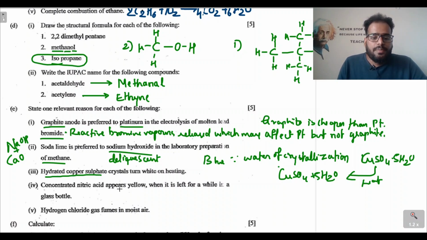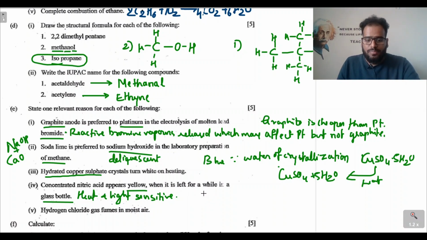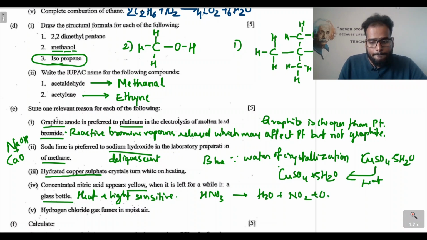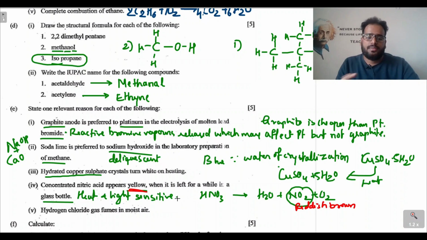Okay. Concentrated nitric acid appears yellow when it is left for a while in a glass bottle. So nitric acid in pure form is colorless. But why is it appearing yellow? Because it is heat and light sensitive. First point you have to write, heat and light sensitive. Which one? Nitric acid. So it undergoes decomposition in presence of heat or light. If you keep it in a glass bottle, it will be light sensitive. Okay. So what will it form? Nitric acid will decompose into water, NO2 and O2. Okay. The NO2 we know is a reddish brown gas. That reddish brown gas will dissolve in the nitric acid and make it appear yellow. So this whole story you have to write to get the full marks.